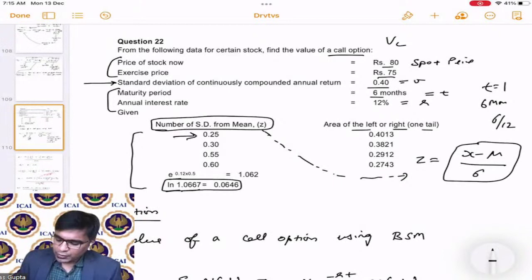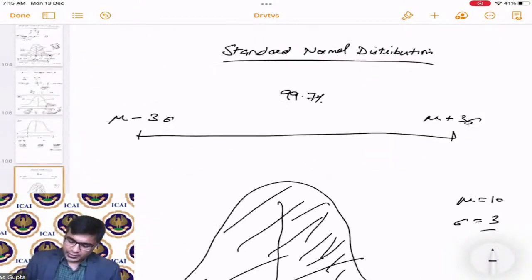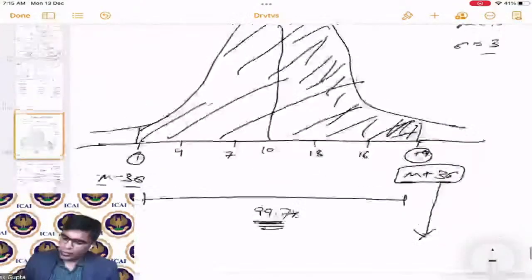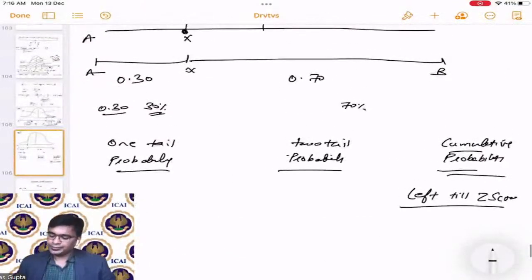At the value of 0.25, which is if x is equal to 0.25, then the area to the left or right, one tail, is equal to 0.4013. Now I'll explain this. What does this mean? We have also studied one tail, two tail. One tail means that it is only one side of the data.